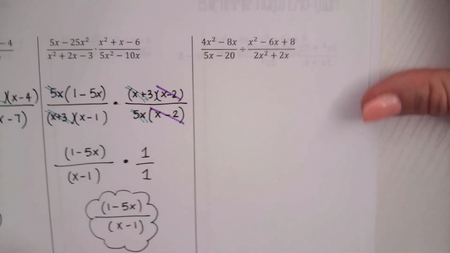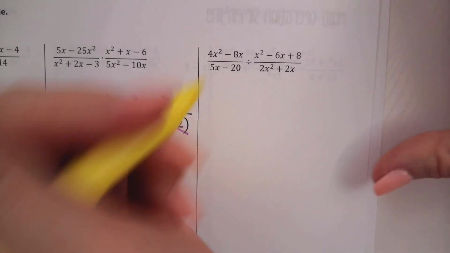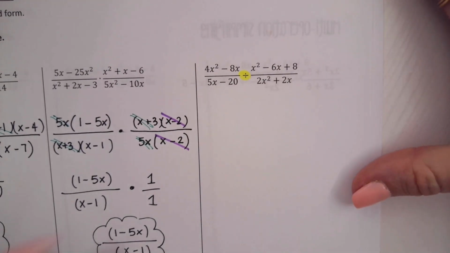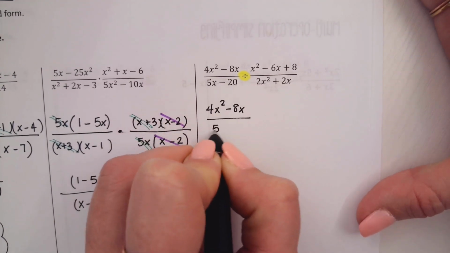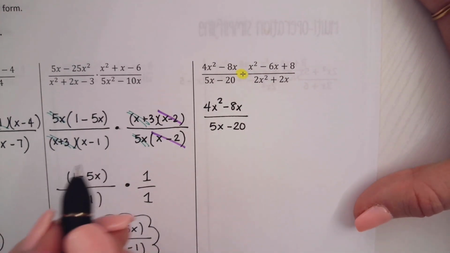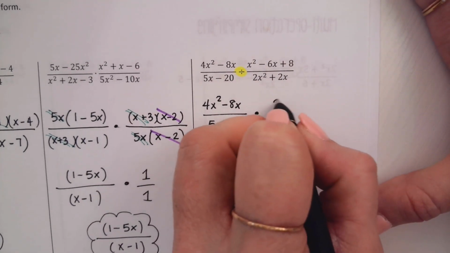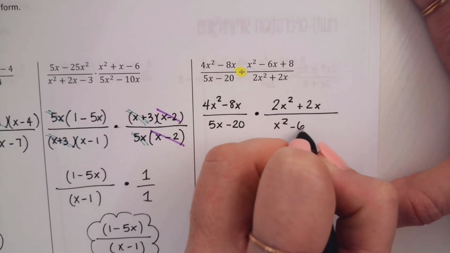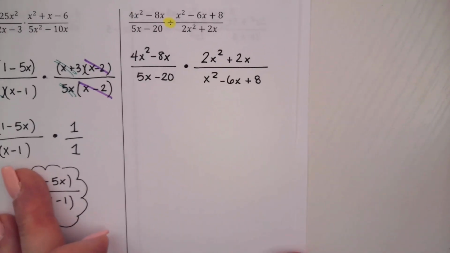What's different about the next one? It's division. Do not factor it as division. If you factor it as division, you're going to be tempted to cancel things that don't cancel. So we want to first change it to multiplication. So I'm going to keep the first fraction the same, 4x squared minus 8x over 5x minus 20. I'm going to change my division to multiplication, and I'm going to flip the second fraction over so I have its reciprocal. All right. And now that it's multiplication, now we can start factoring and see if anything will simplify.